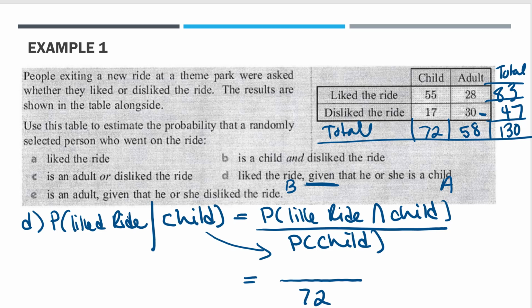Then the numerator is going to be that intersection between they like the ride and they're a child. So they like the ride and they're a child is 55. So our answer is 55 over 72.